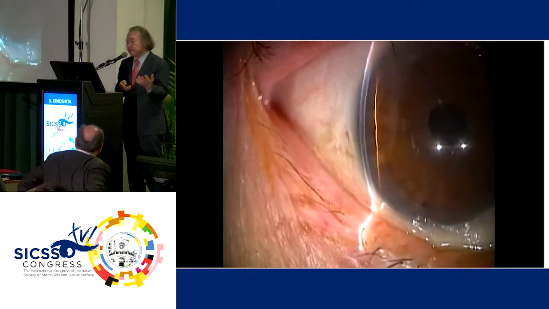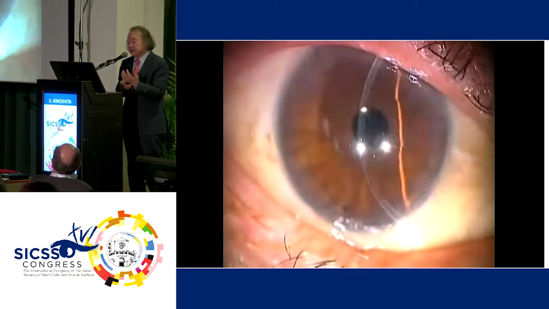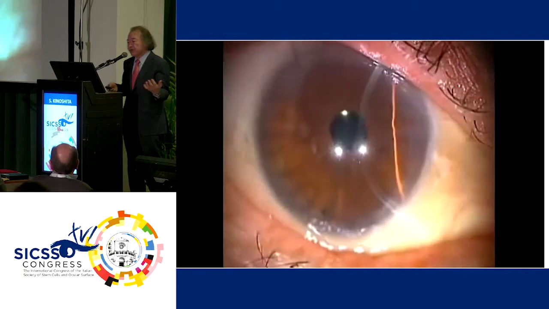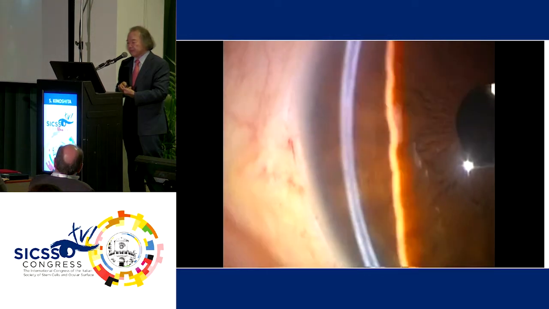So this is 4 months after the cell injection. You can see there's no uveitis or no inflammation. So I think the cornea comes back to almost normal.